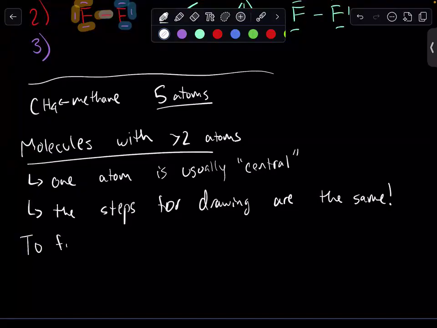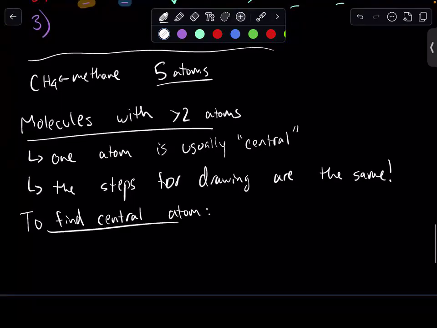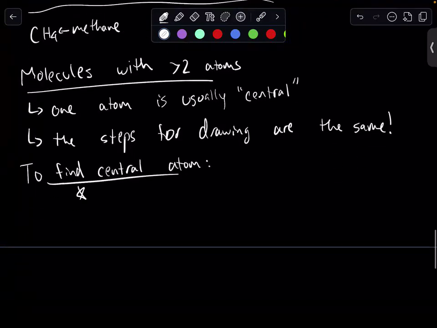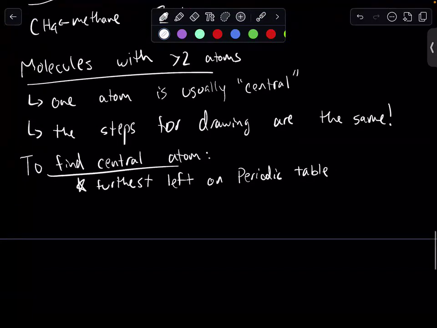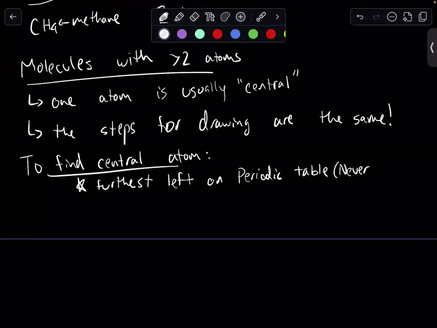So to find the central atom, we have a couple things to keep in mind. They're not necessarily steps, they're just kind of guidelines. So first off, it's usually the furthest left on the periodic table. And there's a big exception. It is never hydrogen. We'll see why in a moment, but just know it is never going to be hydrogen. It cannot be central.